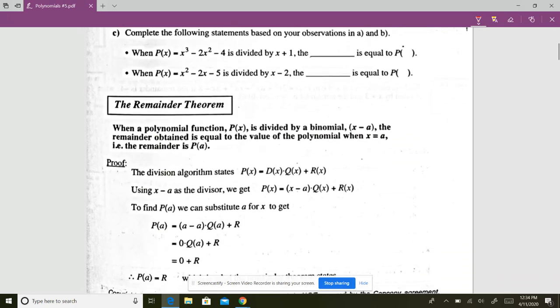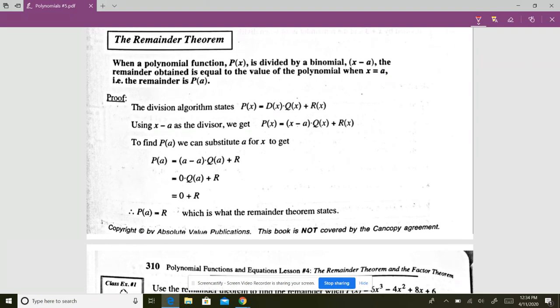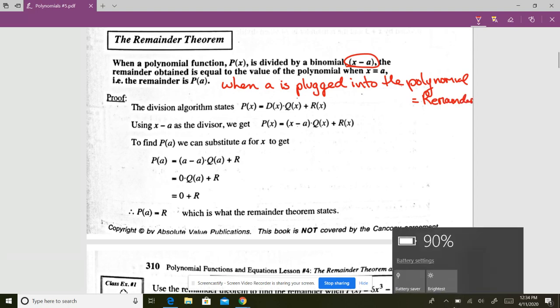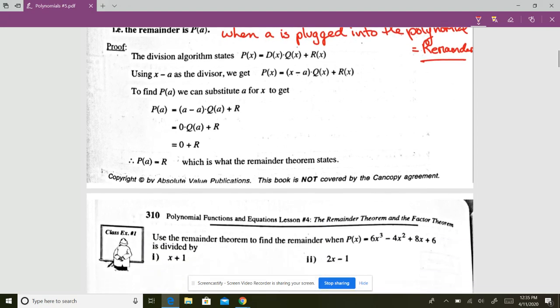So if you scroll down to here, that is essentially what this is. It's called the remainder theorem. If you're dividing by the binomial x minus a, if you put a into the polynomial, you get the remainder. When a is plugged into the polynomial, it equals the remainder, and that will become important in this lesson. Okay, that's all you need to know from this page.